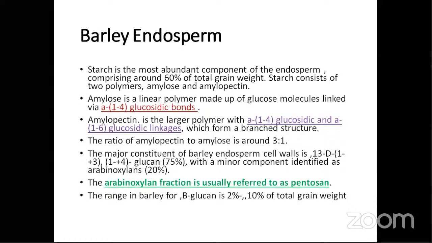Then the major constituent of the barley endosperm cell wall is beta-1,3-1,4 glucan with a minor component being arabinoxylans. So major is glucan and minor is arabinoxylan. This arabinoxylan is also known by the name pentosan. This pentosan is also present in wheat grains and it has been found that it can absorb water 5 times its weight. This is again important. And the beta-glucan present in barley is around 2 to 10% of the total grain weight.